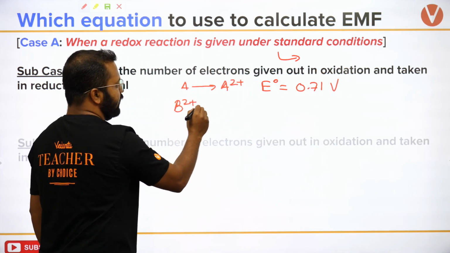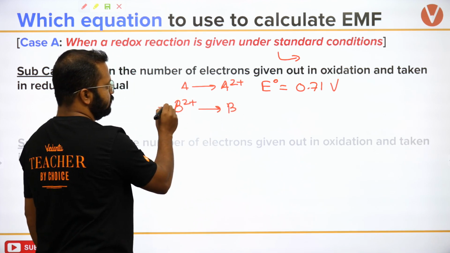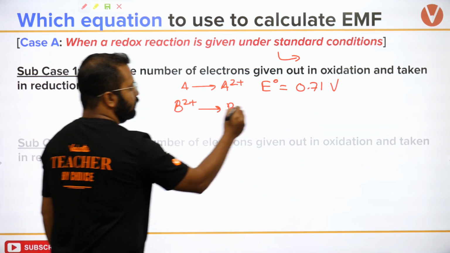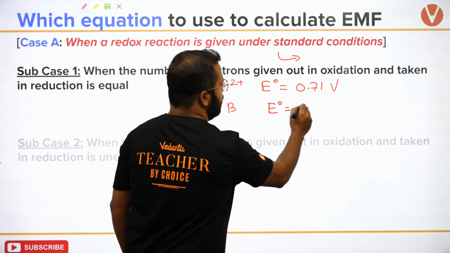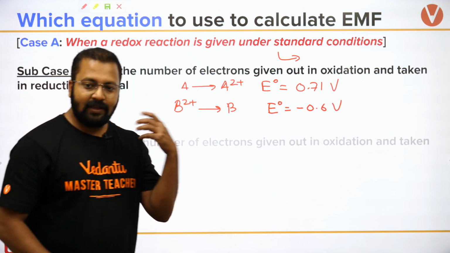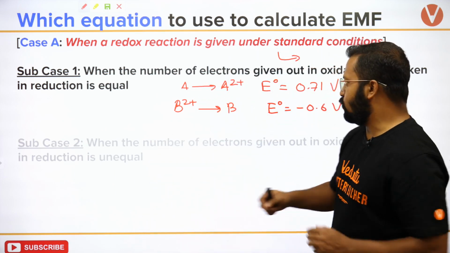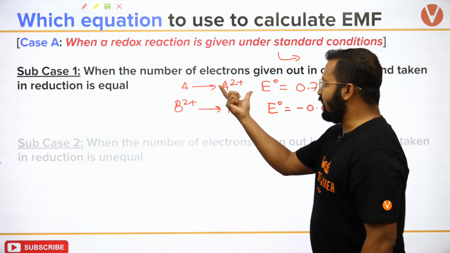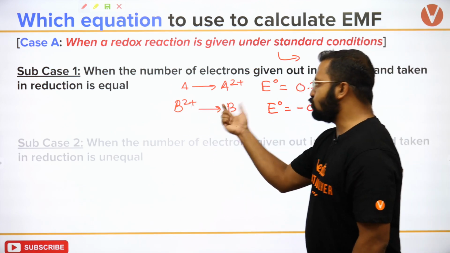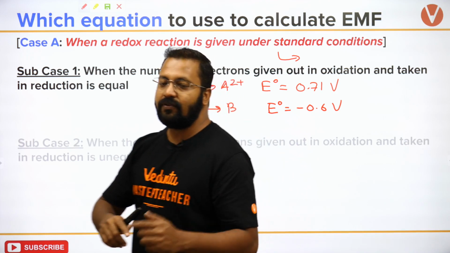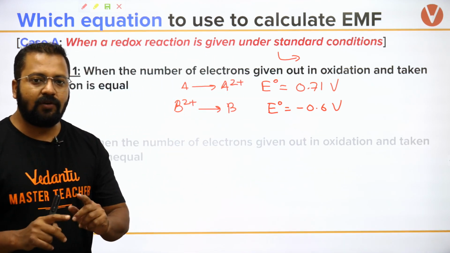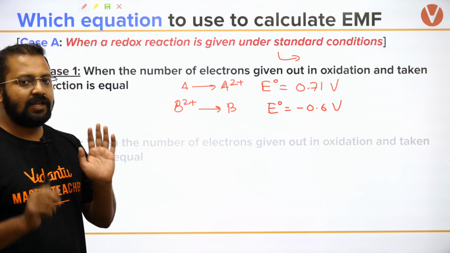B2 plus takes up 2 electrons and E naught value is given as minus 0.6 volts. Okay, so suppose in this equation you are given the oxidation potential of A to A2 plus and the reduction potential of B2 plus to B. Now you can see that the number of electrons given out in oxidation and the number of electrons taken in reduction is equal.